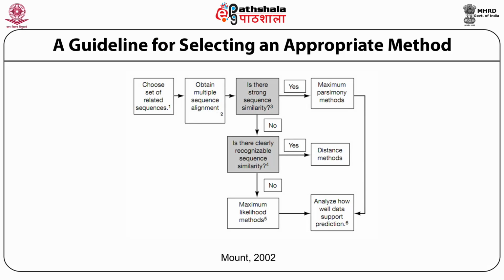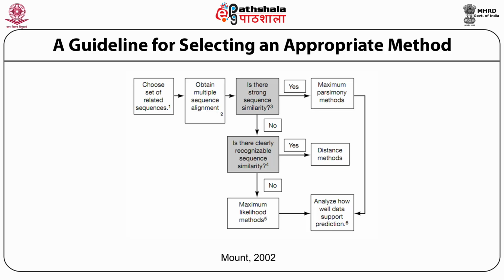A guideline for selecting an appropriate phylogenetic tree building method. We saw that primarily there are three different methods based on which phylogenetic trees could be built, and this flowchart can approximately guide us to select the most appropriate method. There is no single method, single procedure that we can say could produce the most accurate phylogenetic tree, but this is a general pipeline that could be followed.